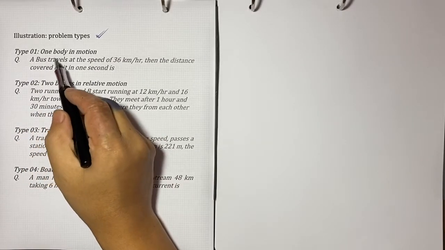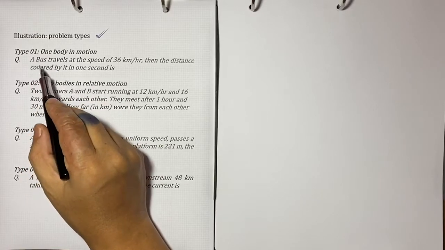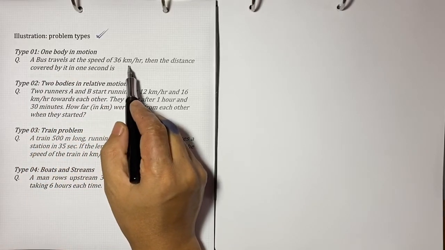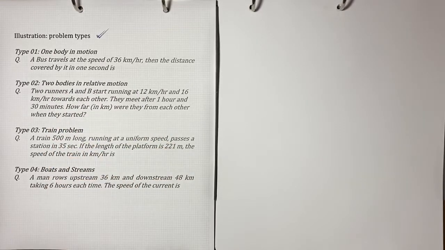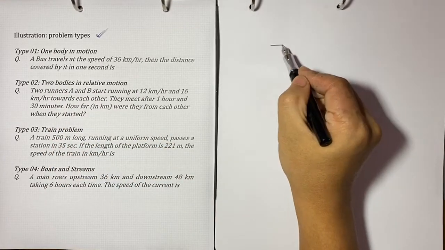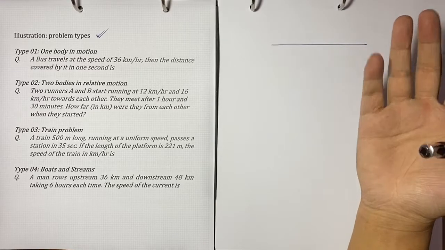Type number 1, one body in motion. A bus travels at the speed of 36 km per hour. Then the distance covered by it in 1 second. So in this case, there is a bus. So one body in motion.